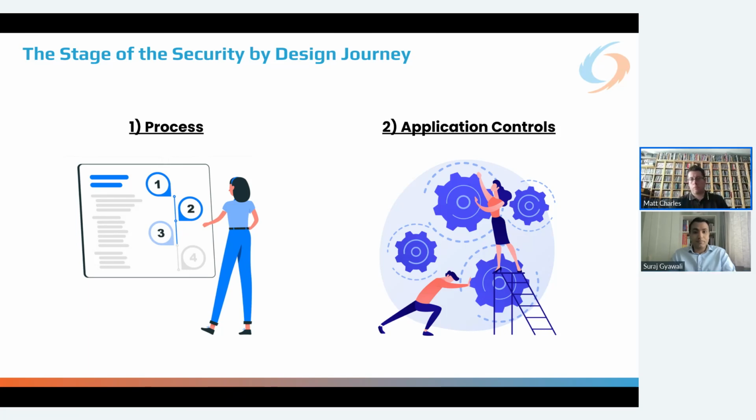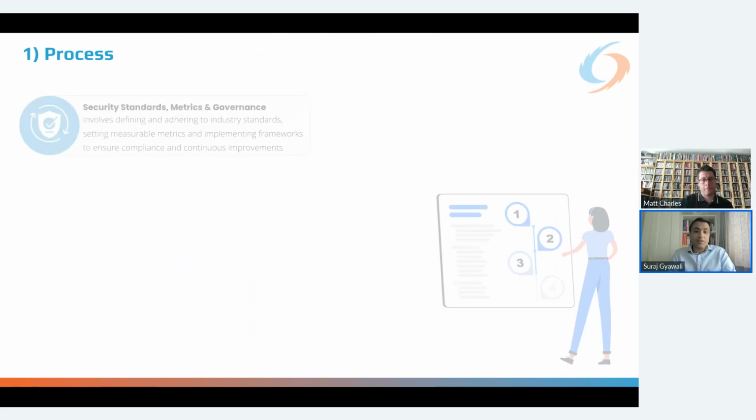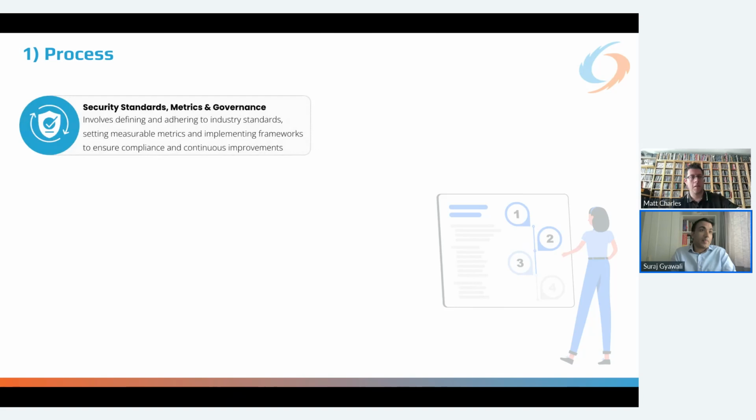Excellent. So it's always about process and controls, isn't it? Like with everything. So take us through the processes then, and let's start with that one. Right. Okay. So the key processes in security by design are security standards, metrics, and governance. Establishing security standards, metrics, and governance is important in application security. It involves defining and adhering to industry-recognized security standards, setting measurable security metrics, and implementing a governance framework to ensure compliance and continuous improvement in security by design practices.